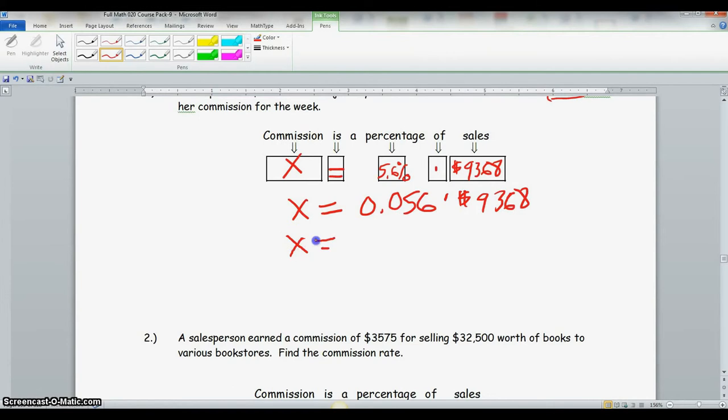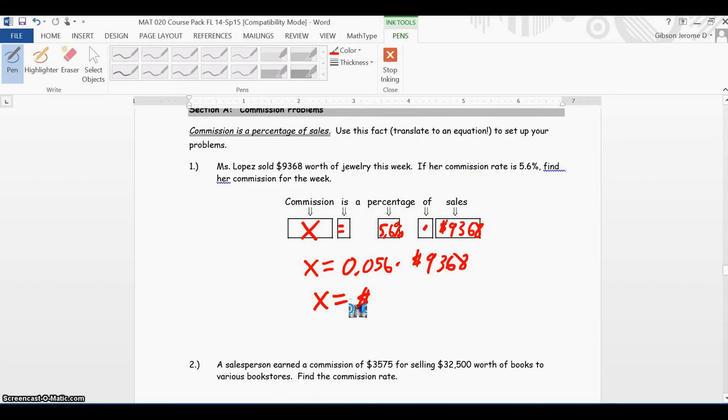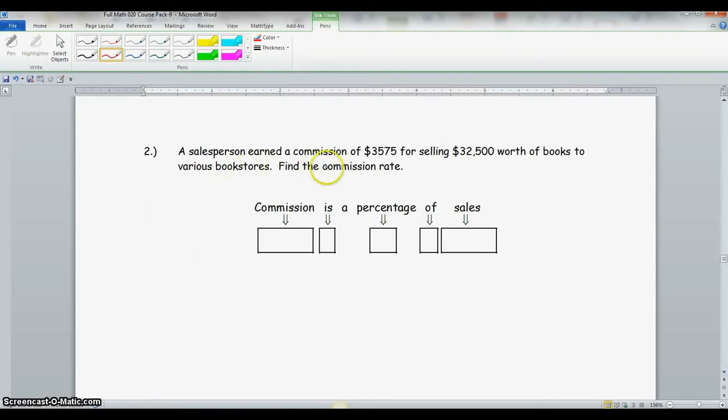Now we had X is equal to, now we just need to multiply 0.056 times 9,368, and X is equal to $524.61. And we're done. A salesperson earned a commission of $3,575 for selling $32,500 worth of books to various bookstores. Find the commission rate. So we're trying to find the percentage rate.